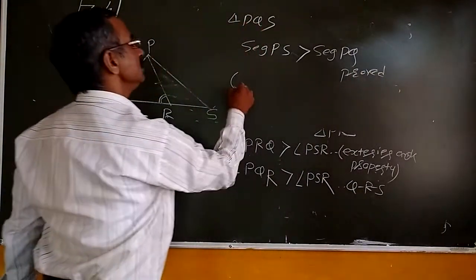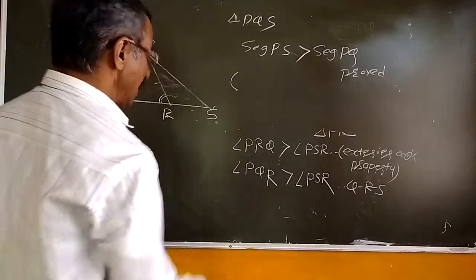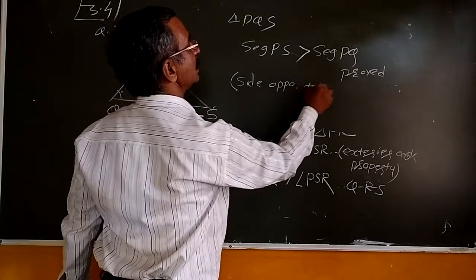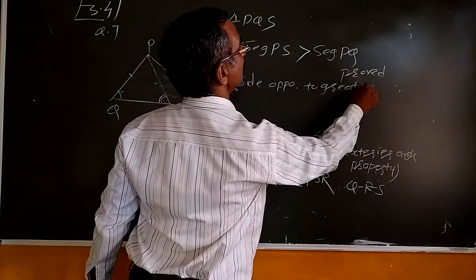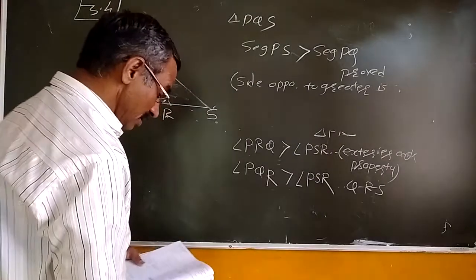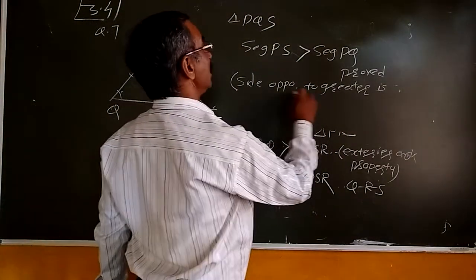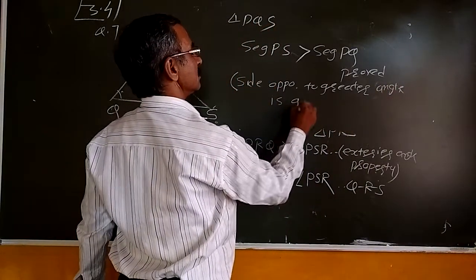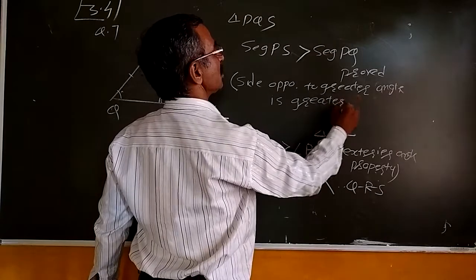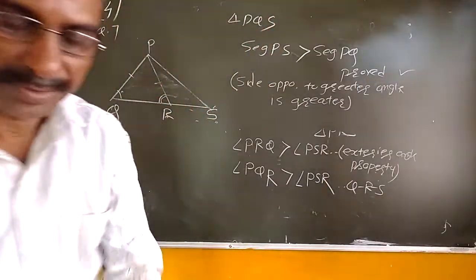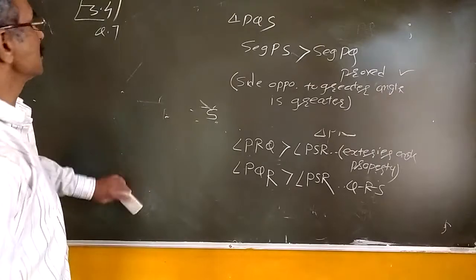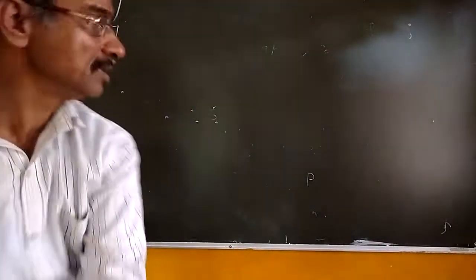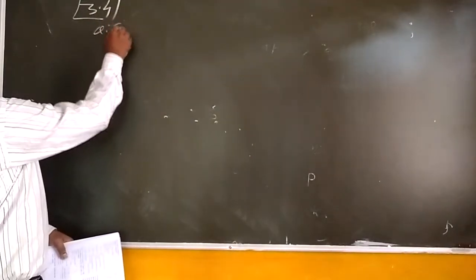What is the reason? The side opposite to the greater angle is greater. By using this property, we proved this theorem. This is question number 7. Then question number 8 of practice set 3.4.